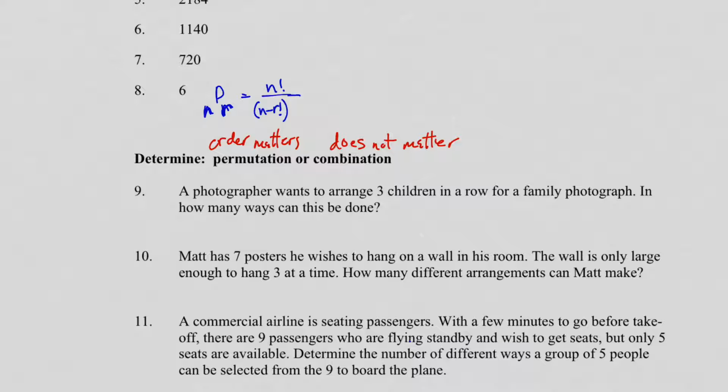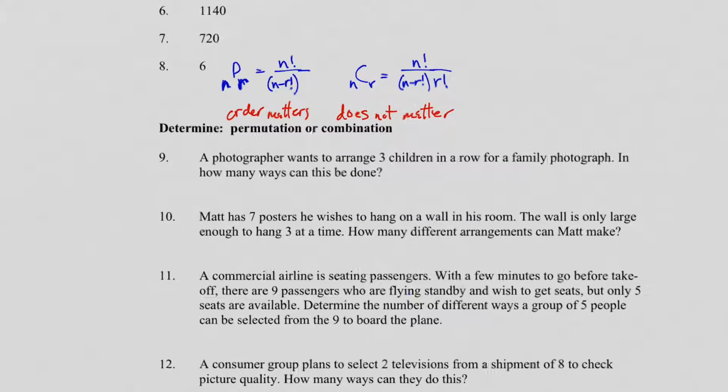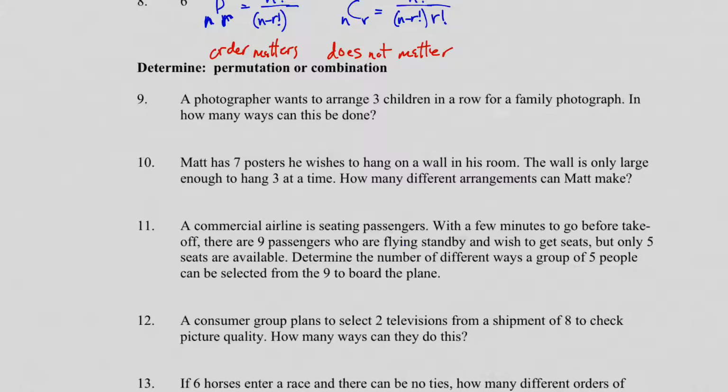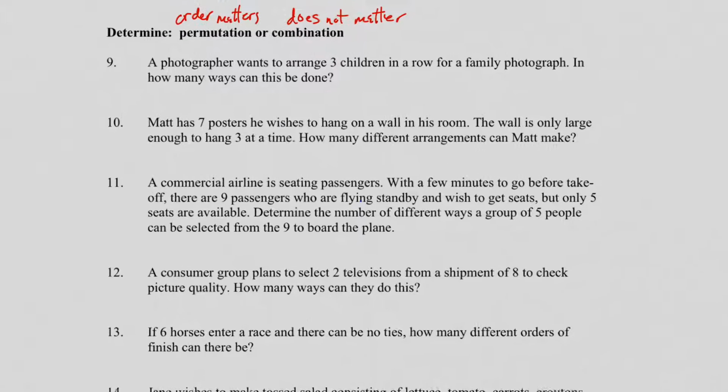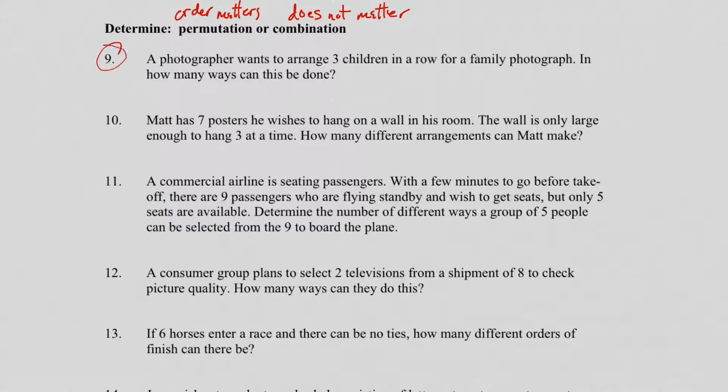Okay. Versus combinations. Combinations is going to be almost the same thing, except with that extra piece in there. It's the r factorial, and that's going to do away with the duplicates. Okay, so we're going to do the odds together, and then you and your partner are going to work on the evens.